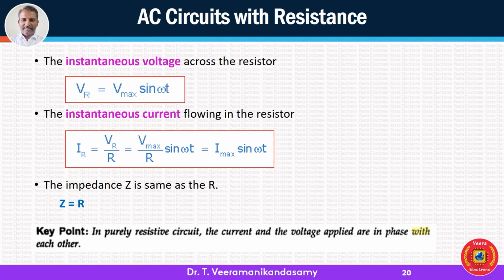Mathematically, the instantaneous voltage across the resistor is represented by Vmax sin omega t. The instantaneous current flowing in the resistor is IR = Imax sin omega t. The impedance Z of the circuit is simply equal to the resistance R.